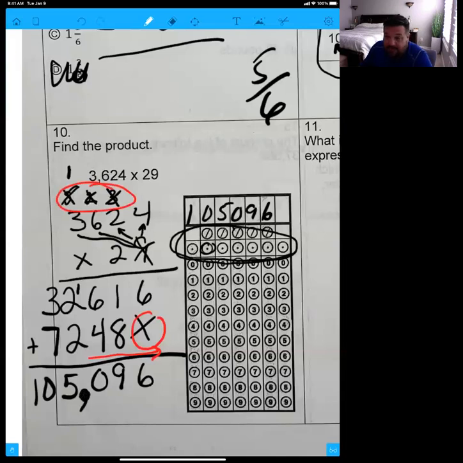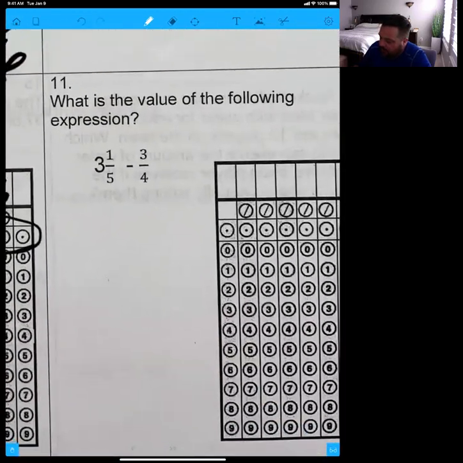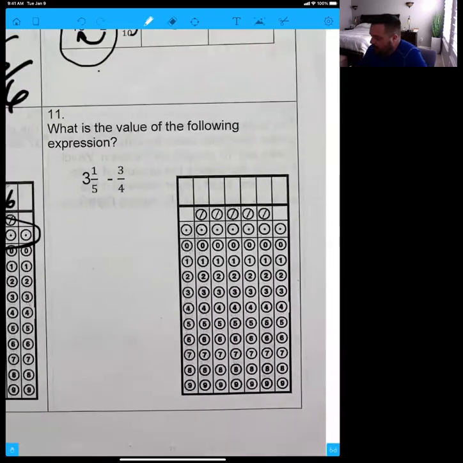And then mostly on Math Monthly 1, believe it or not, most of our kids do all the multiplication perfectly, and then you forget to add this. And 104,096 will give you the wrong answer. So please take your time with that. All right, pause the video and do number 11.